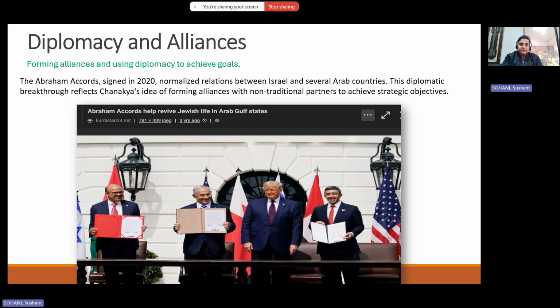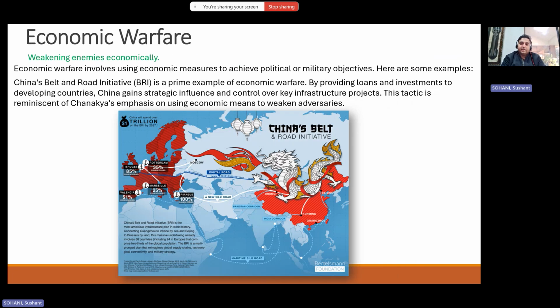So let's see the second point, second strategy: economic warfare. What it means is weakening the enemies economically.